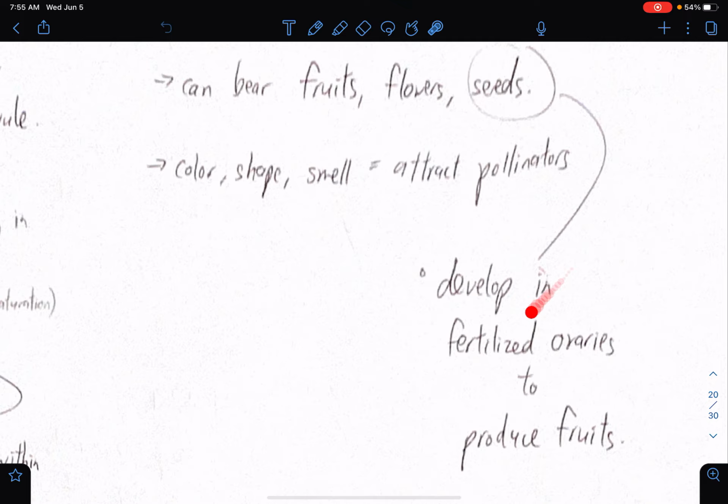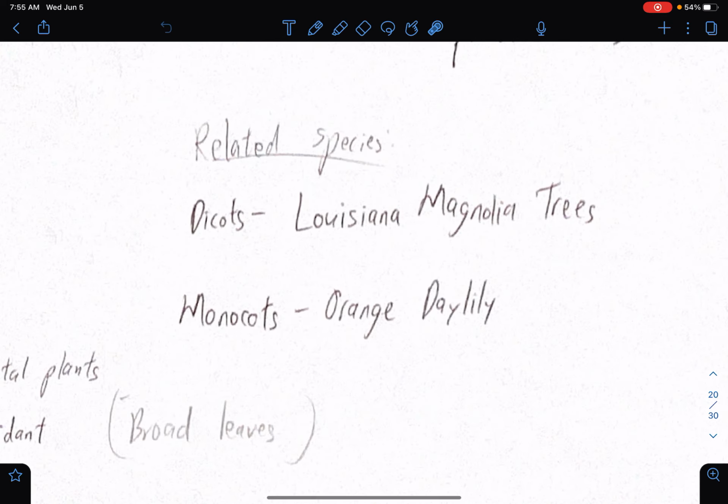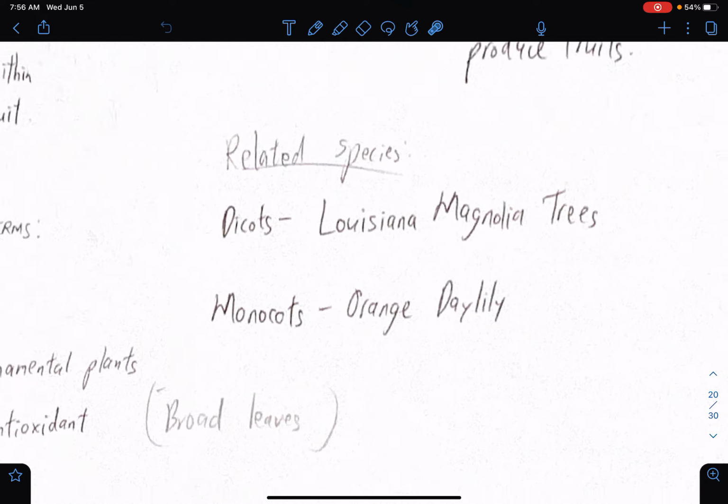So the seeds develop in fertilized ovaries to produce fruits. And what are the related species? We have dicots. In the dicot category, we have Louisiana magnolia trees, and for the monocot category, we have the orange daylily.